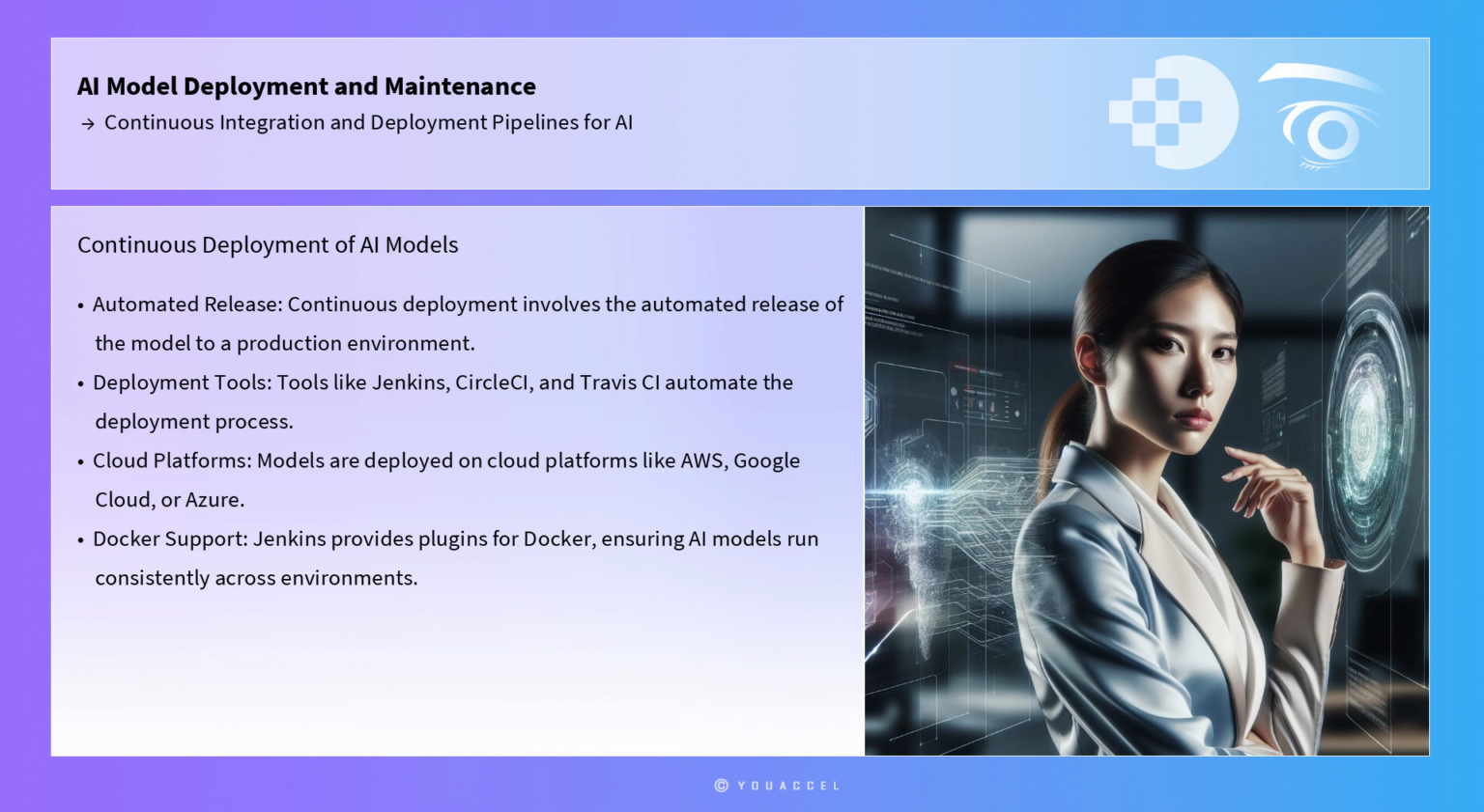Once a model has been successfully integrated with the latest changes, the next step is continuous deployment, which involves the automated release of the model to a production environment. This stage is where tools like Jenkins, CircleCI, and Travis CI come into play. These platforms offer capabilities to automate the deployment process, from packaging the model to deploying it on cloud platforms like AWS, Google Cloud, or Azure. For instance, Jenkins provides plugins for Docker, a containerization tool that packages applications with their dependencies, ensuring that AI models run consistently across different environments.